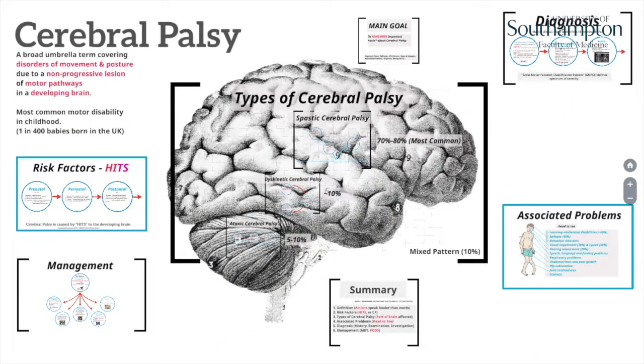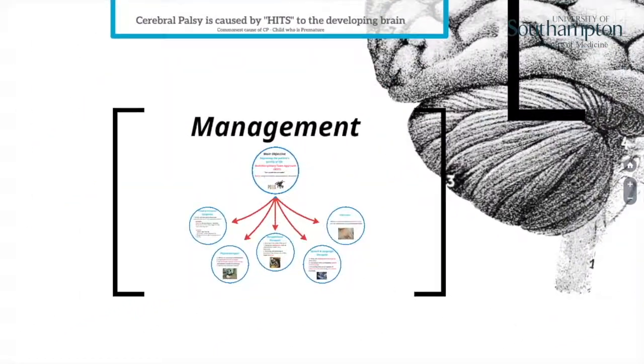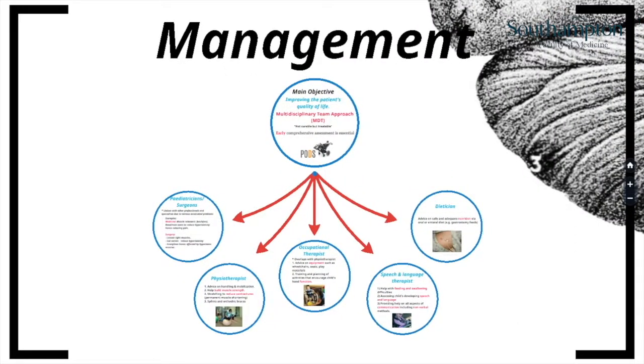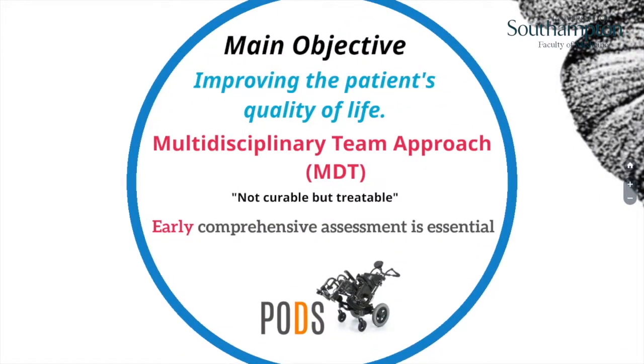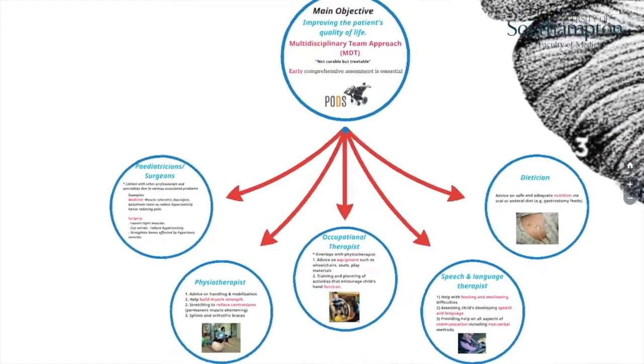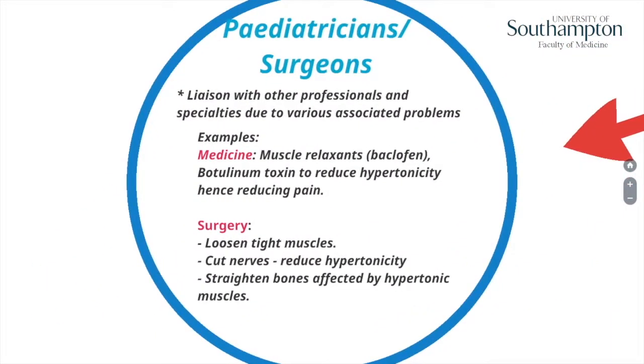Now we move on to management. Just like any disease, a multidisciplinary team is important for the management of cerebral palsy. And one way to remember all the members of this team would be the mnemonic POTS. P stands for physiotherapy, O stands for the occupational therapist, D stands for doctors and dietitians, and S stands for speech and language therapist.